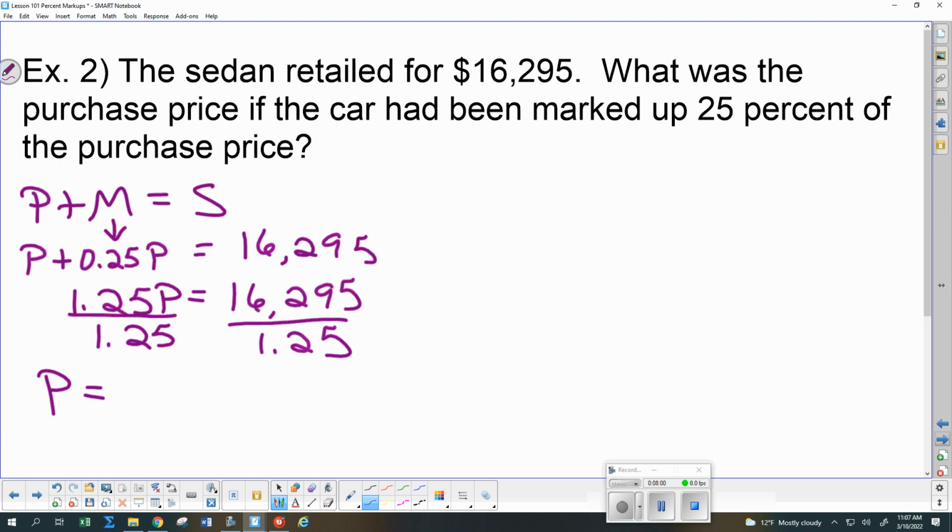13,000? I shouldn't hear through the mask. 13,000? Okay. So 13,000, $36 purchase price.